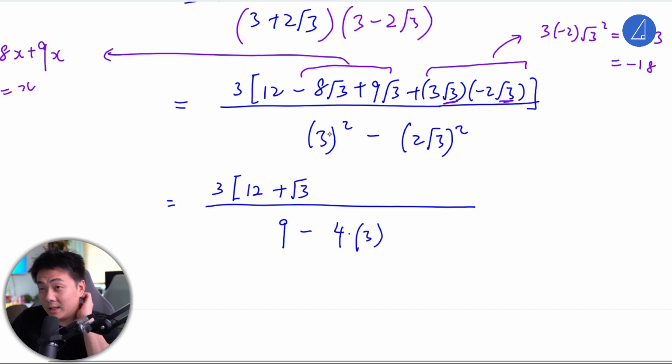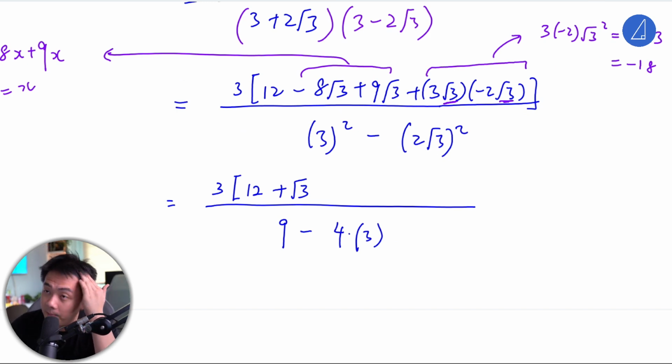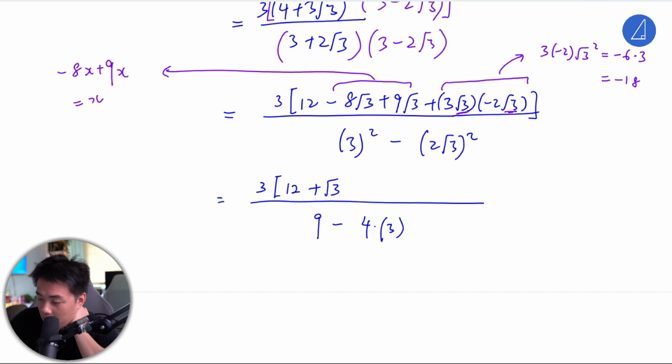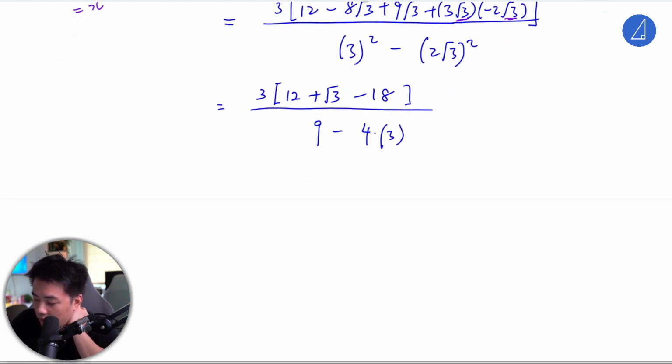A root 3, the surds, they are just like a term. So this case here, you get x, which is actually the root 3. Then this over here is negative 18. Bracket it up. Now once this is done, 12 minus 18, so this is 3 root 3 minus 6.